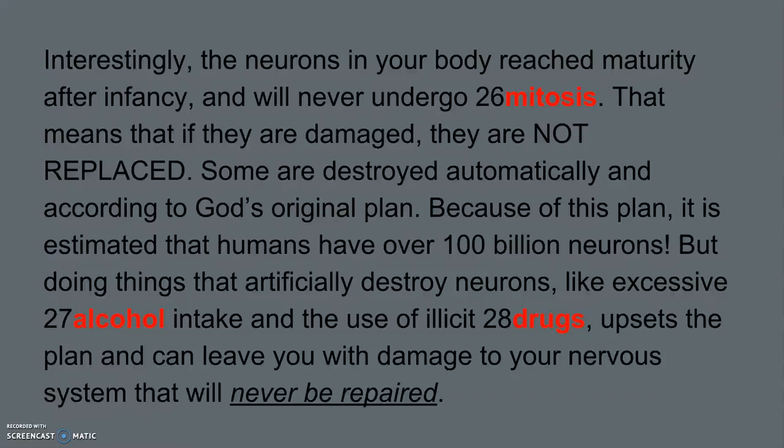Interestingly, the neurons in your body reached maturity shortly after infancy, right around the age of 4, and those cells will never ever undergo mitosis. That means that if they're damaged, they are not replaced. Some are destroyed automatically, and that's according to God's original plan. Because of his plan, it's estimated that humans have over 100 billion, with a B, neurons. But when you do things that artificially destroy your neurons against his plan, like the use of excessive alcohol or illicit drugs, this will upset God's plan, and it leaves you with damage to your nervous system that will never be repaired.